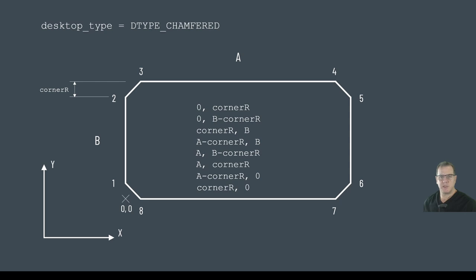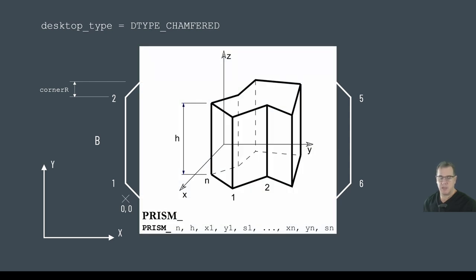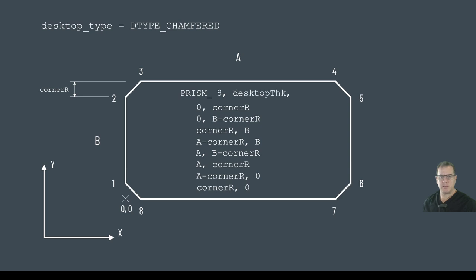Our PRISM_ statement requires an N and an H, N being the number of coordinate lines and H being the height of the extrusion. So this will be 8 and desktop_thick. We also need our status codes for each line. And because we want all corners visible given their sharp edges, the status code of 15 is what we want. So this is our final PRISM_ statement. Let's put it in the script.